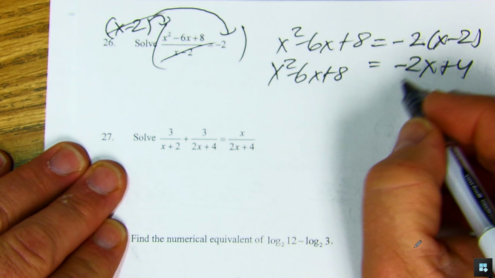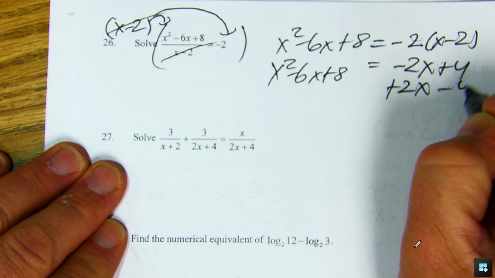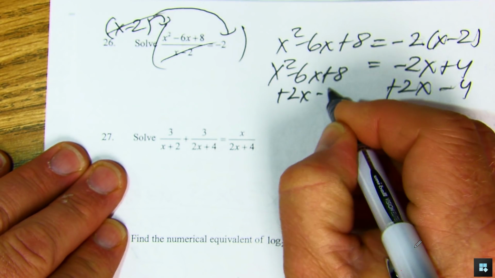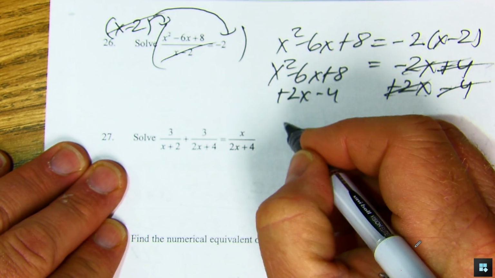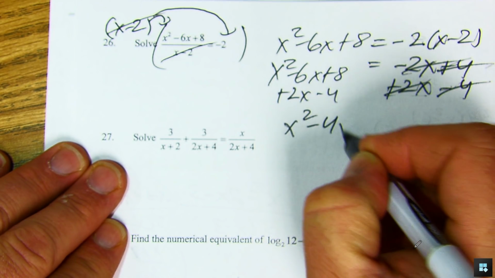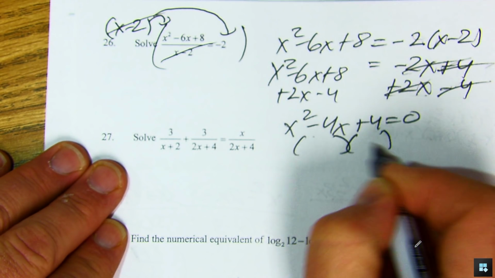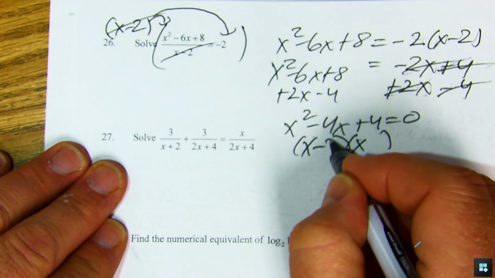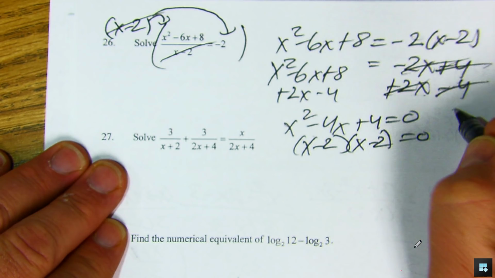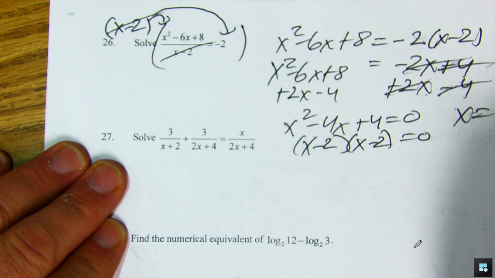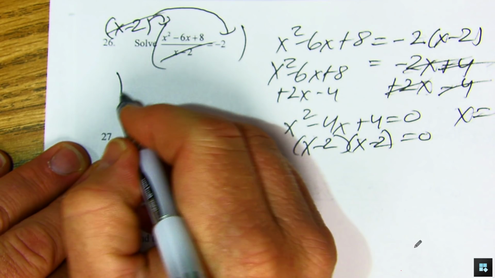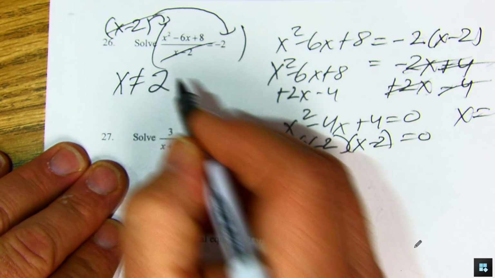Get everything on one side. Add the 2x, subtract the 4. That gives you x squared minus 4x plus 4. X squared is what times what? Minus 2, minus 2. So therefore x equals 2. The only thing you have to be careful of is you have an excluded value: x cannot be 2.